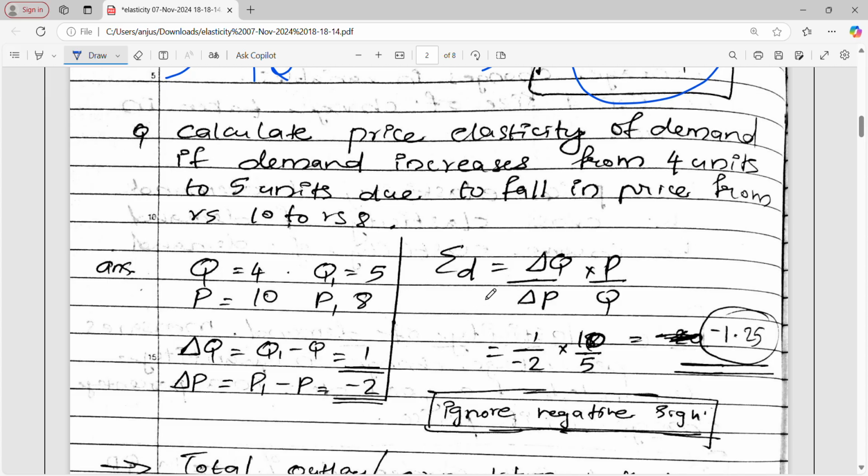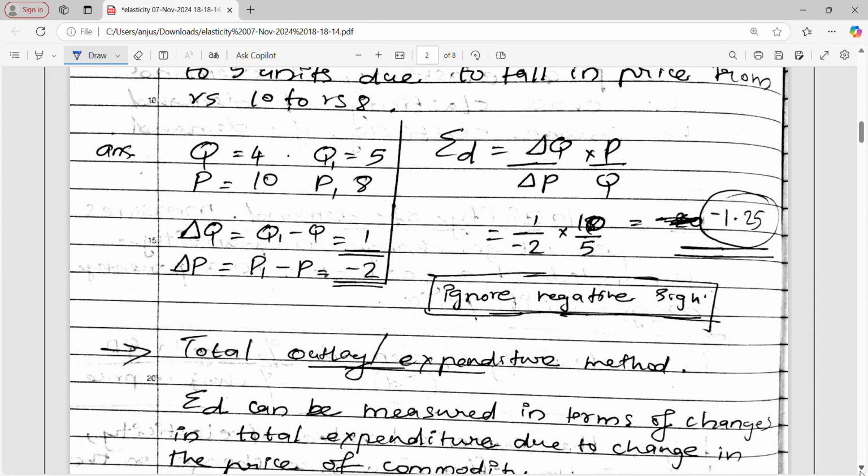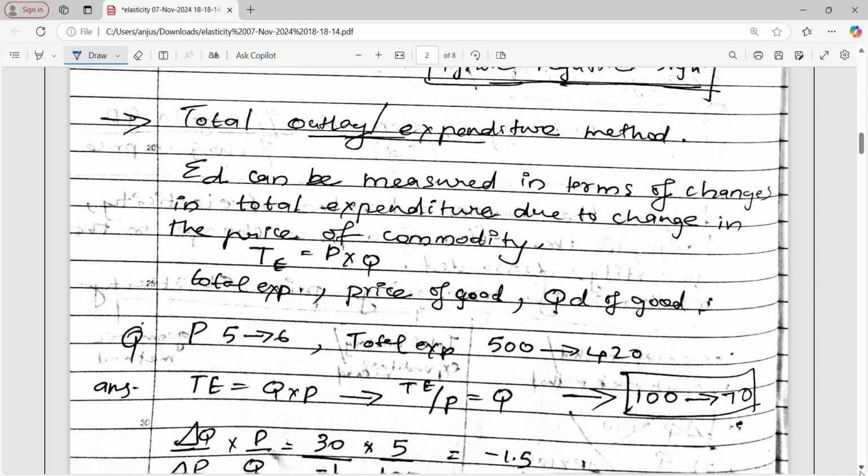So how is the price elasticity of demand calculated? Change in Q by change in P multiplied by P by Q. 1 by minus 2 multiplied by 10 by 5. That is minus 1.25. Okay. So the negative sign has to be ignored.